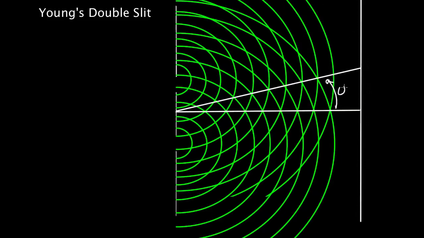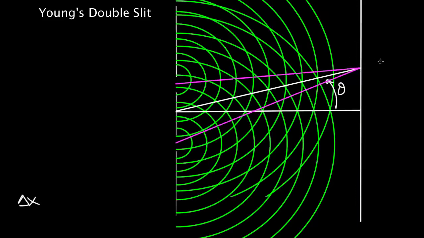And my question that I'm asking is, based on this angle, is there some way to determine the path length difference? That's the important thing here. How do I determine the path length difference? How is the path length difference related to this angle? The way we can do it is this. If the screen is far away, I'm going to draw a line from the center of this bottom slit to that point. And I'm going to draw a line from the center of this top slit to that point.